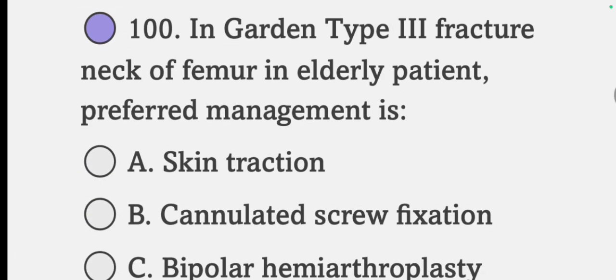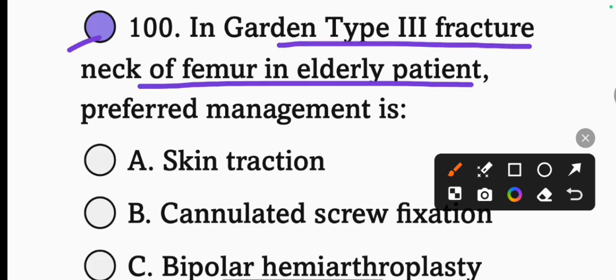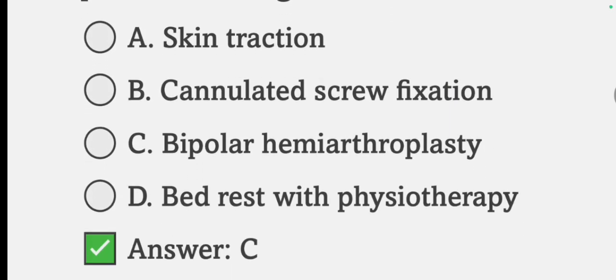Okay, come to the very important and last MCQ of our video. In Garden type 3 fracture of the neck of femur in elderly patients, the preferred management is what? Garden classification is very important for neck of femur fractures. The question is asking about neck of femur fracture in elderly patients. Type 3 is a partially displaced femoral neck fracture. In the elderly it has a very high risk of AVN and non-union. So the preferred management is hemiarthroplasty. So option C is the correct option, bipolar hemiarthroplasty.